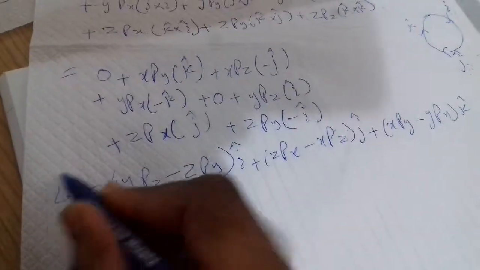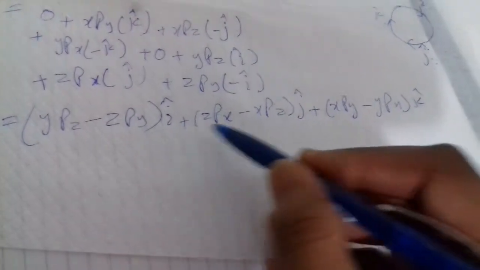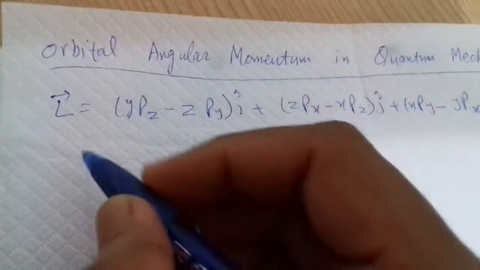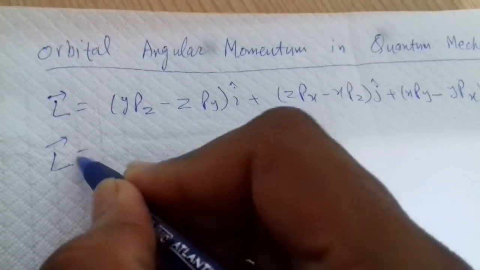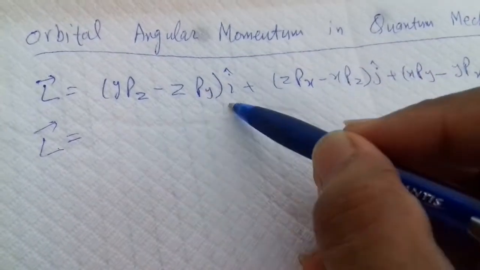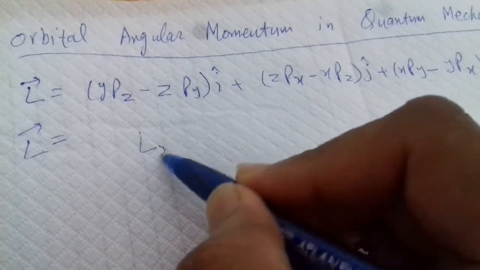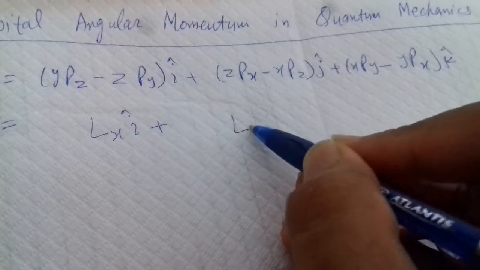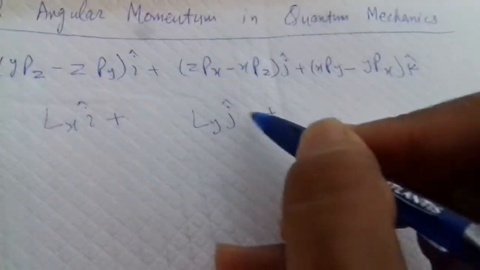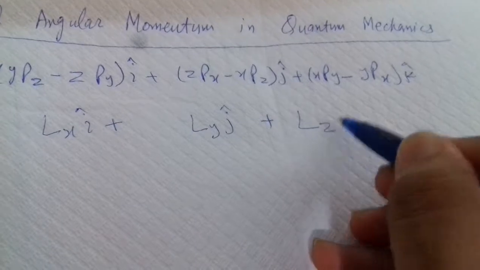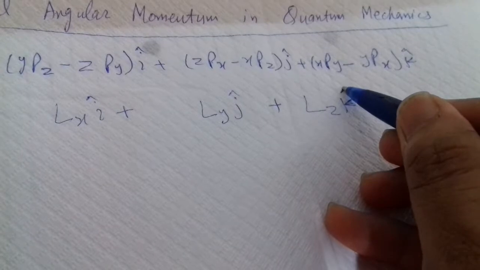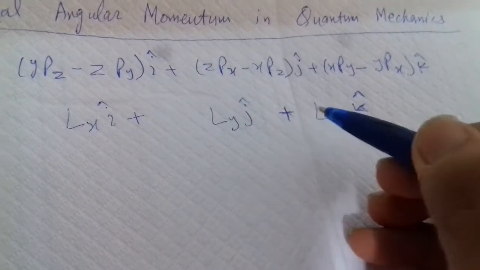This is the value of the angular momentum vector. This is its x component, this is y component, this is z component. Okay, here L is the angular momentum, the orbital angular momentum, and this is the x component of the angular momentum, so we can say that Lx i hat, plus this one is the y component, so we can say Ly j hat, and the last one is the z component, so we can say Lz into k hat. Okay, this is our angular momentum in the vector form.